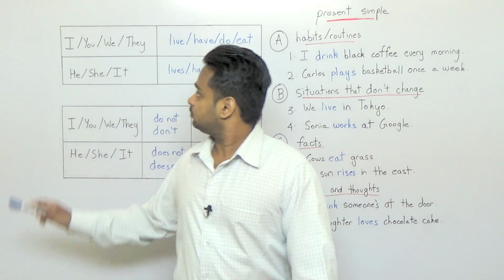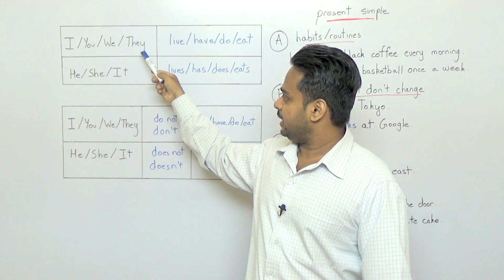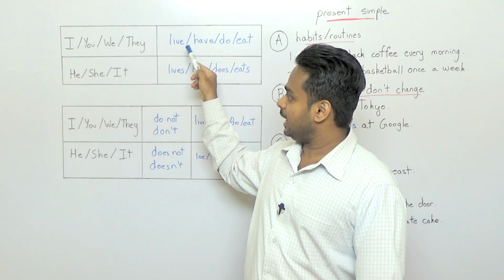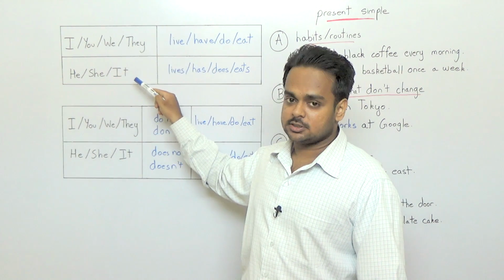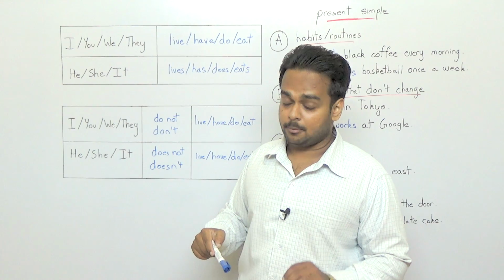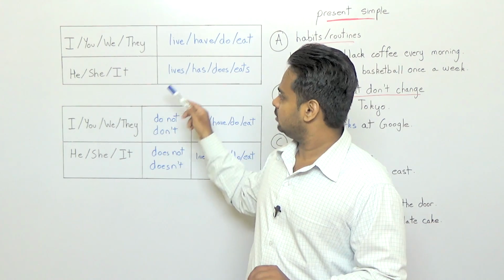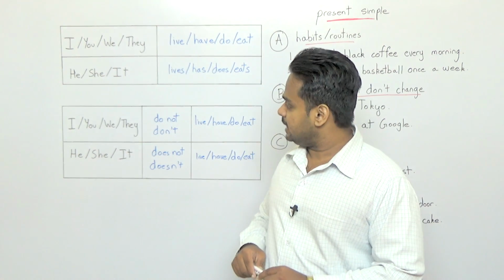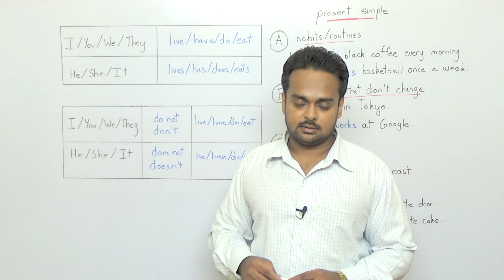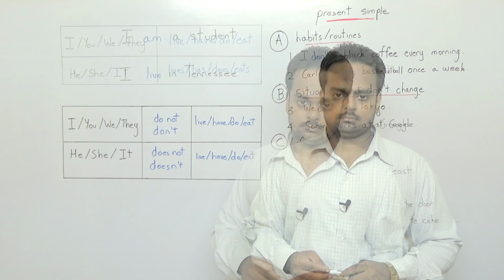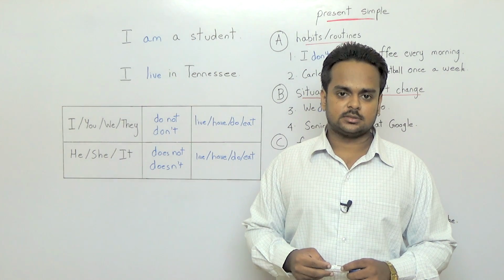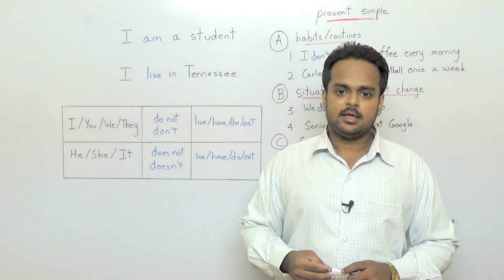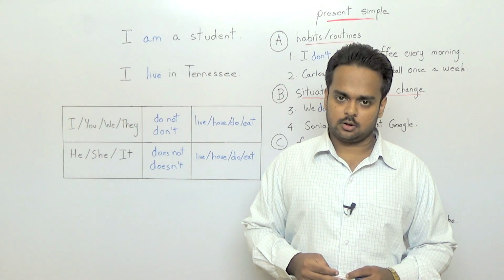So remember, for I, you, we, and they, and any plurals, don't add S. For he, she, it, and singular nouns, add S to the verb. Okay, let's now talk about making negative sentences in the present simple tense. To make negative sentences in the present simple tense, there is a rule you have to follow.